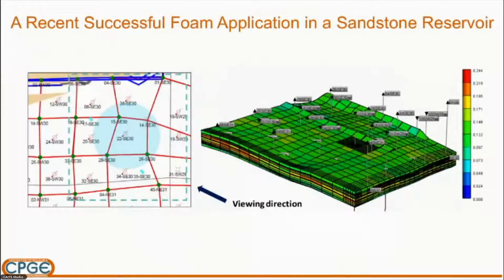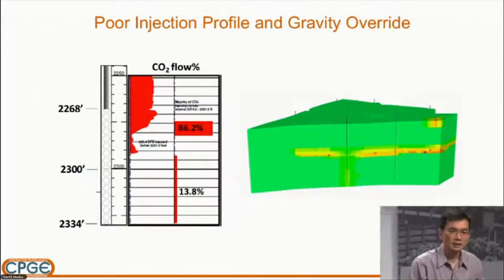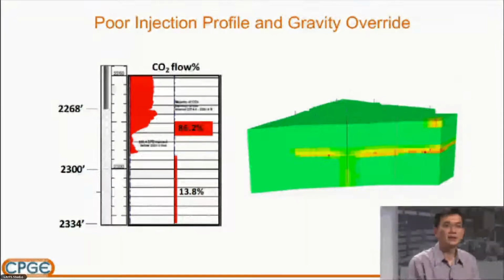But I can give you a very, very quick walk through a recent successful foam application in a sandstone reservoir. So this is the pilot area. It is an inverted five-spot pattern. And the problem with the CO2 injection for this pattern is, one, a very poor injection profile, as shown by this injection profile. You can see that almost 86% of injected CO2 is going into only a 7-foot interval, and the lower interval remains uninjected, and also there is channeling and gravity override within this area.